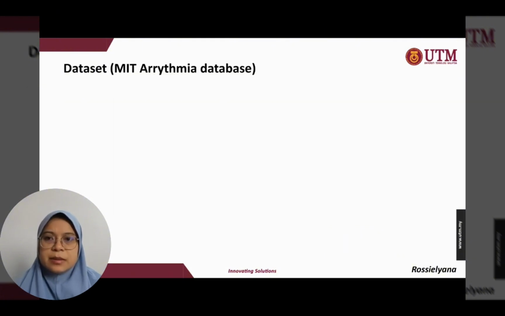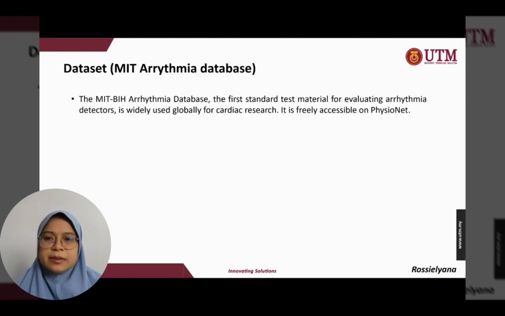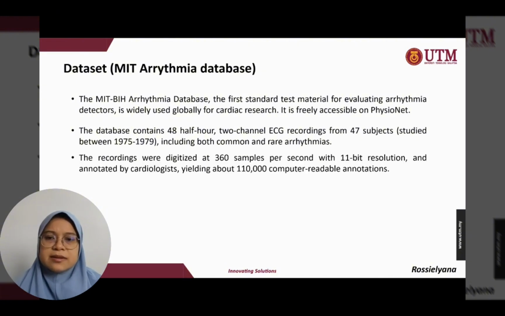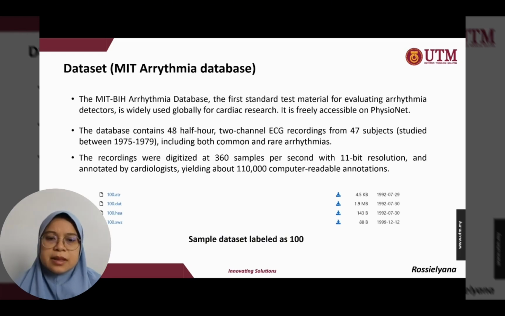And this is the dataset, the MIT arrhythmia database. The MIT-BIH arrhythmia database, the first standard test material for evaluating arrhythmia detectors, is widely used globally for cardiac research. It's freely accessible on PhysioNet. The database contains 48 half-hour two-channel ECG recordings from 47 subjects studied between 1975 and 1979, including both common and rare arrhythmias. The recordings were digitized at 360 samples per second with 11 bits resolution. And this is a sample labeled as 100.